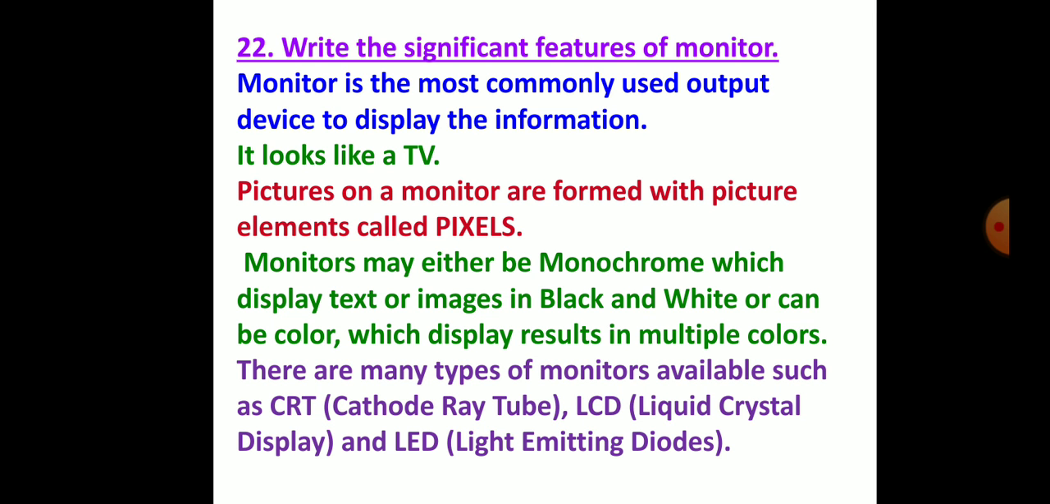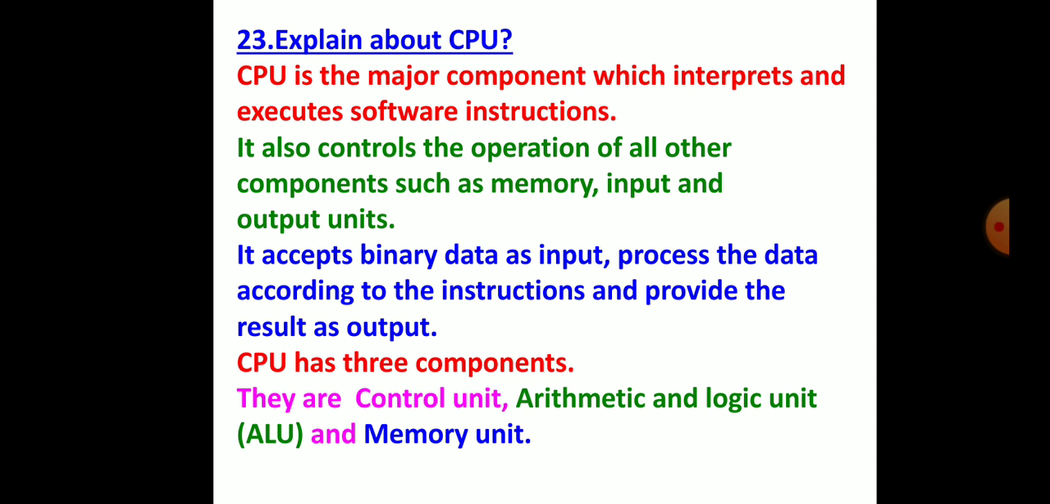Write the significant features of monitor. Monitor is the most commonly used output device to display the information. It looks like a TV. Pictures on a monitor are formed with picture elements called pixels. Monitors may either be monochrome, which display text or images in black and white, or can be a color, which display results in multiple colors. There are many types of monitors available, such as CRT, cathode ray tube, LCD liquid crystal display, and LED light emitting diodes.